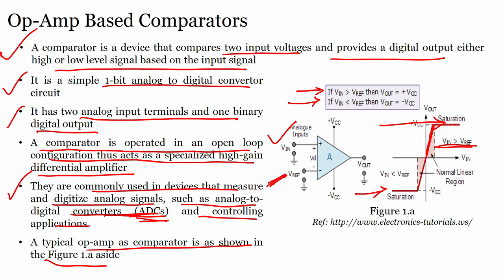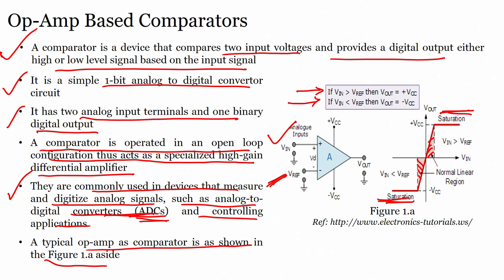So, from here it goes to saturation, and here it goes to my negative saturation region, where V in is less than reference and V in is greater than reference, and this is the normal linear region. This region we call the normal linear region. This region is saturation, and this is also saturation. So, it is very easy to understand a comparator.